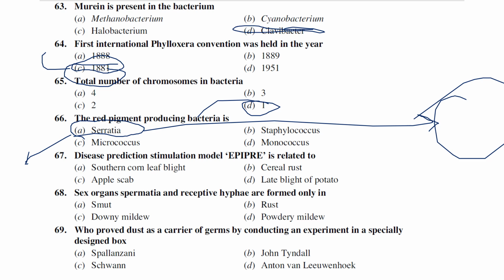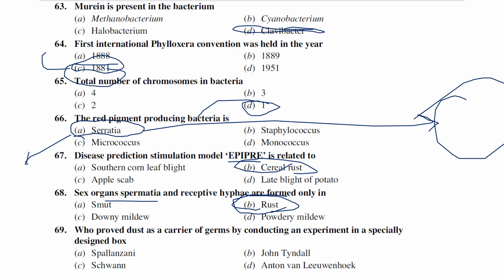The disease prediction simulation model APPRE is related to cereal rust disease. Sex organs, that is spermatia and receptive hyphae, are formed in smut, rust, downy mildew, or powdery mildew? It is a special kind of reproduction only observed in rust. In sexual reproduction we study spermatization, where the spermatia and receptive hyphae combine and reproduction happens. Such things we only observe in rust, like wheat stem rust, right?